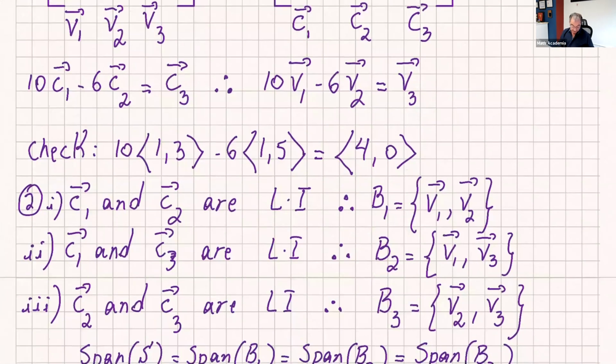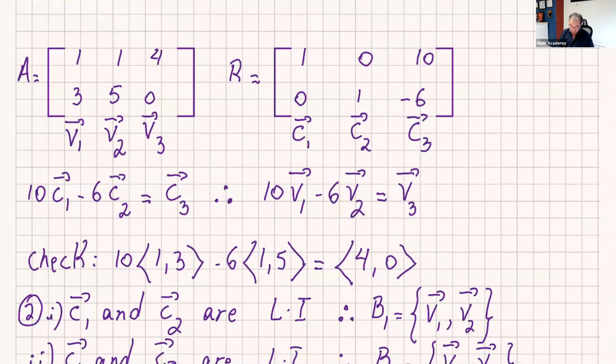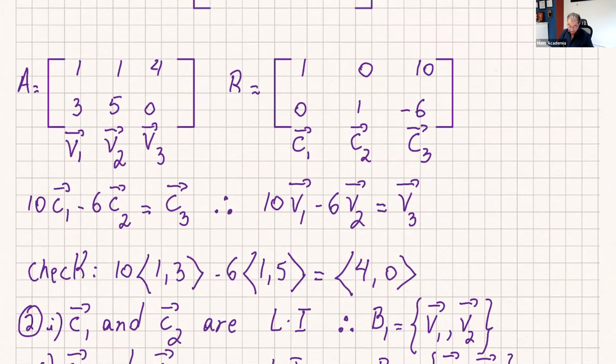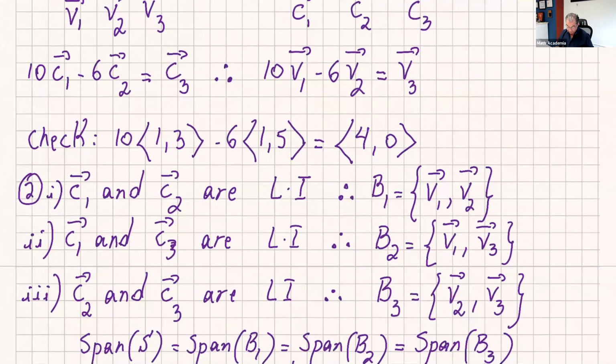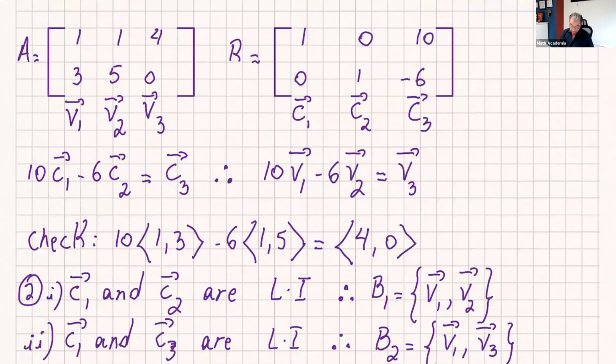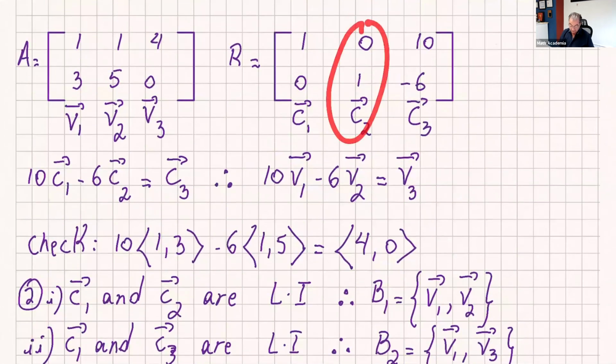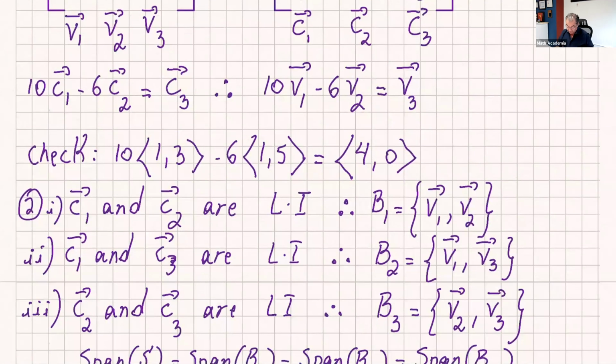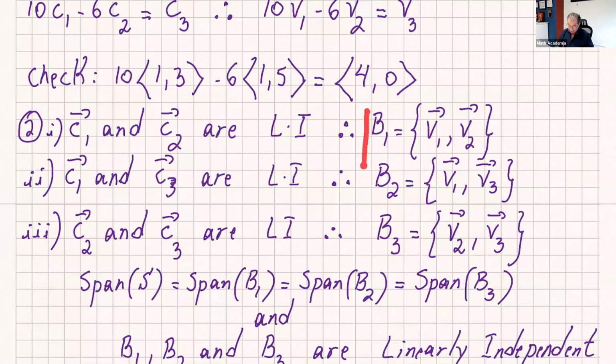C1 and C3 are linearly independent because if you multiply C1 by any number, you cannot get C3. So therefore V1 and V3 are linearly independent, and it's the same for C2 and C3, so it will be the same for V2 and V3. So that's the third basis. So these are all three possible bases.